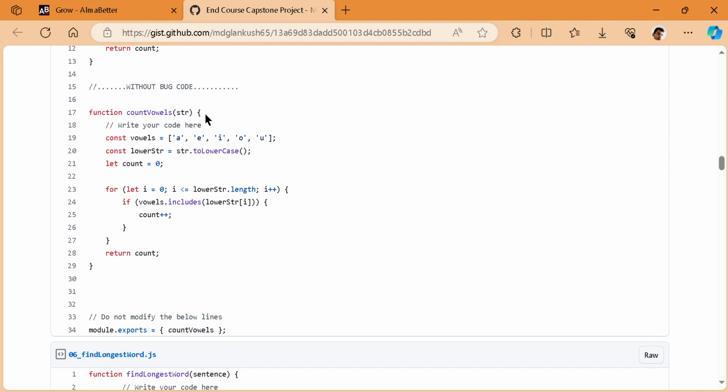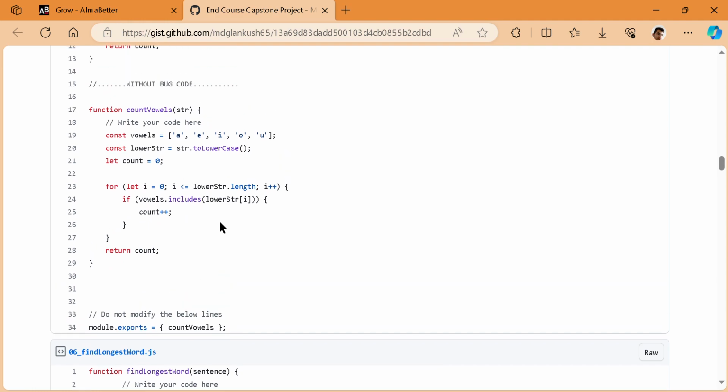Function countVowels. Const vowels equals an array of vowels: a, e, i, o, u. Const lowerStr equals str.toLowerCase(), so we are converting it to a lowercase string. Let count equal 0. Then we use a for loop, traversing the complete string. If vowels.includes the character we are checking at that time, then count plus one, and at the end we return the count. So that's all.